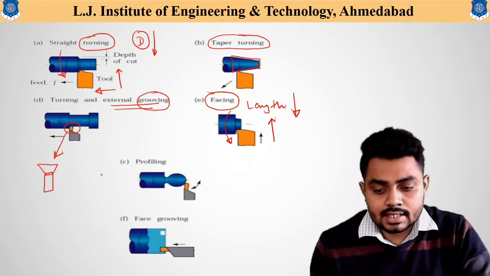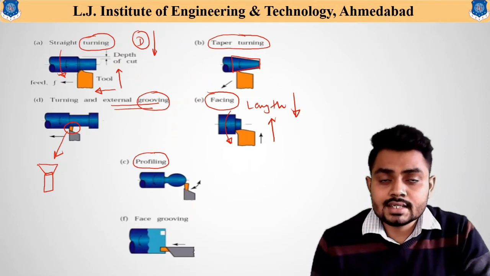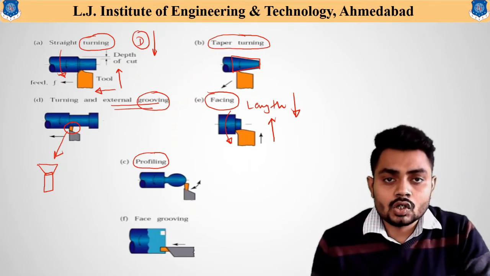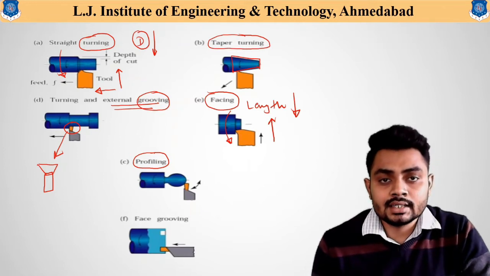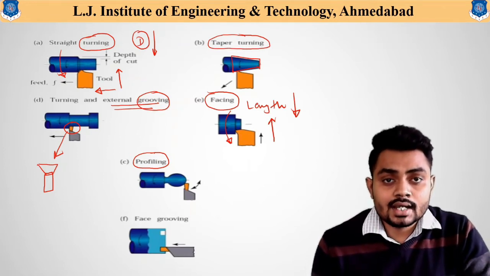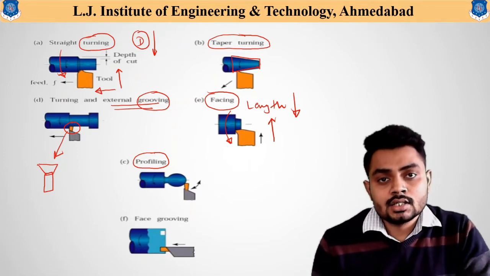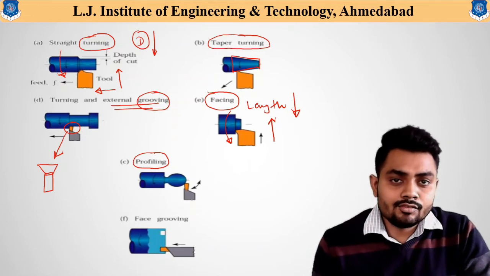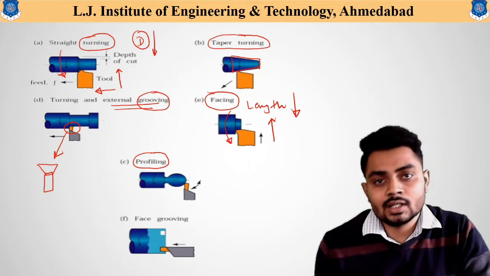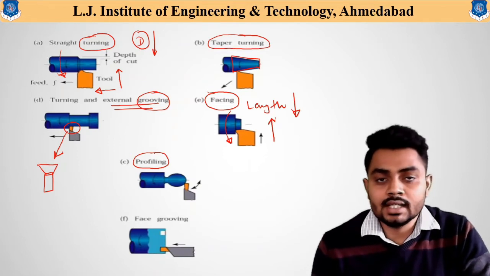Now the next one, that is the profiling operation. So this profiling is nothing but whenever on any component, a certain profile needs to be generated. At that time, the cutting tool is also given movement in the profile direction. So the movement in a particular profile direction is helpful to generate that profile on the workpiece, and that type of operation is called the profiling operation.